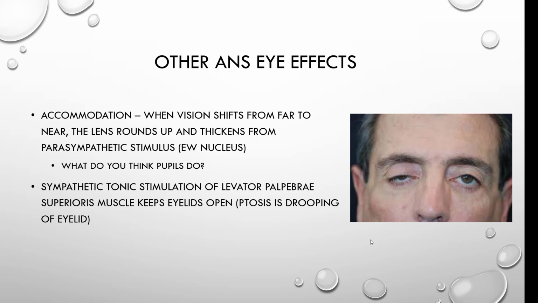In addition, the upper lids, or a specific muscle in the upper lids called the levator palpebrae superioris, is under constant tonic sympathetic influence. So there's always a little bit of sympathetic influence coming from the sympathetic arm of the autonomic nervous system, from the cervical chain ganglia, that keeps those upper lids raised, and when that's interrupted, you get ptosis, or a drooping of the eyelid.